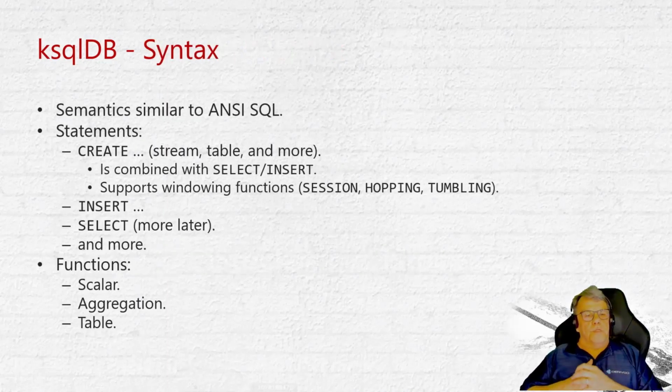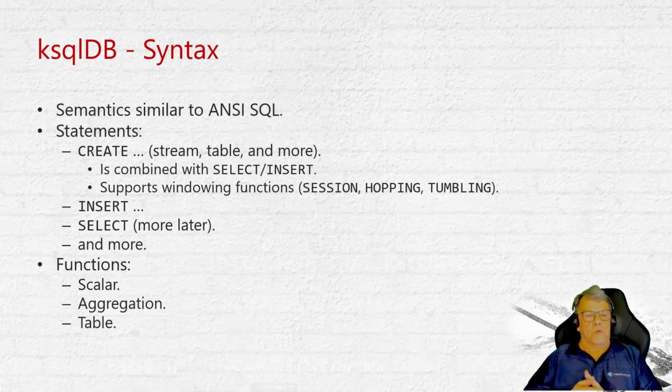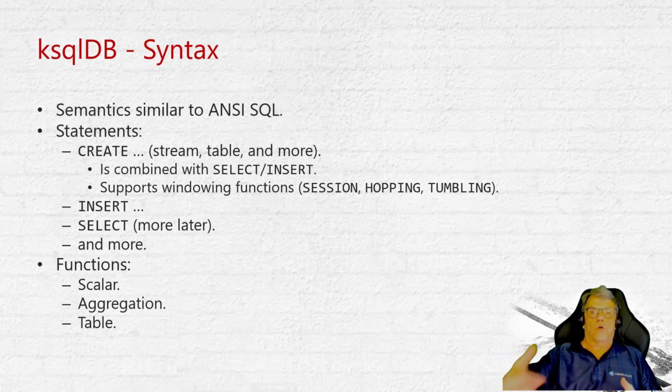Right, so the syntax then for ksqlDB. It is somewhat similar to ANSI SQL. We have create, where we can create stream, we can create table, and we can create some other stuff. This create is always combined with a select or insert. So we can say create stream select from something.